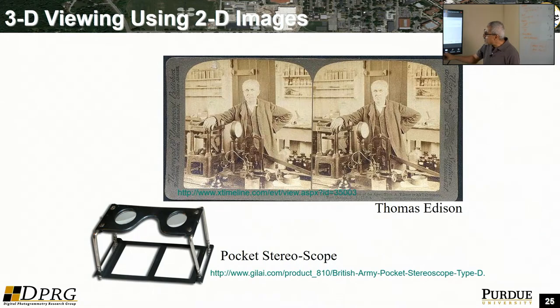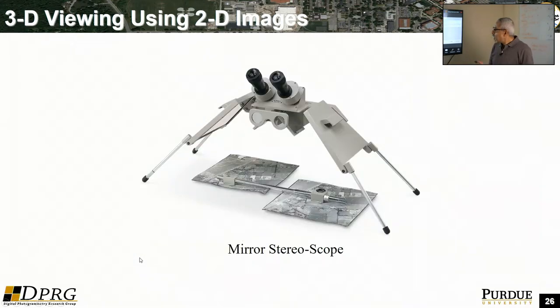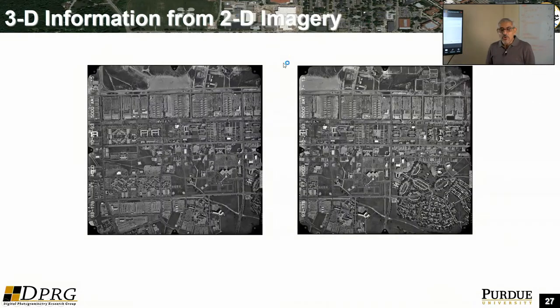So if you look at these images using this device, which we call a pocket telescope, you can see in 3D. That's another device that allows you to see in 3D. You have two images, you have only parallax or shift in the direction of the flight, and then by looking at this here, you have 3D. So what do we do when we go to a 3D movie theater?